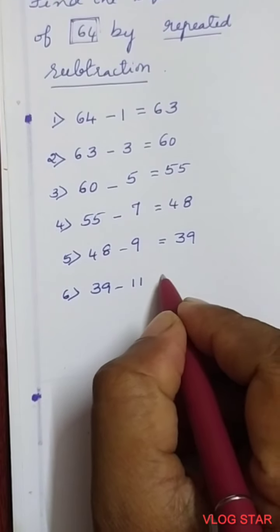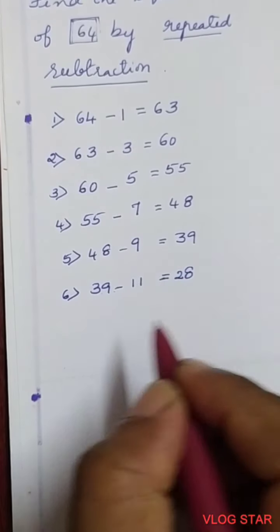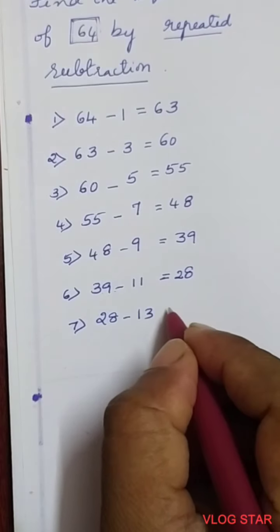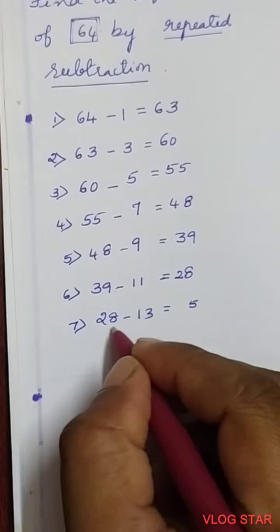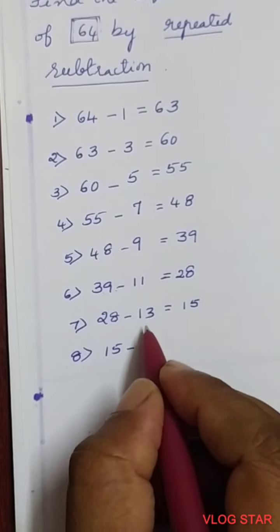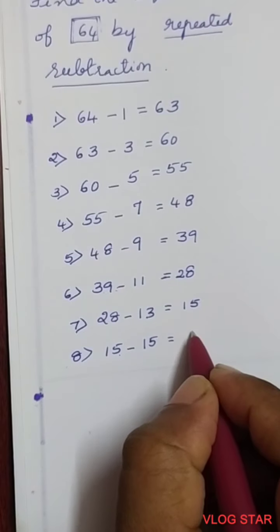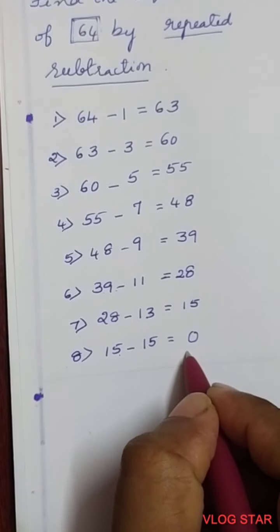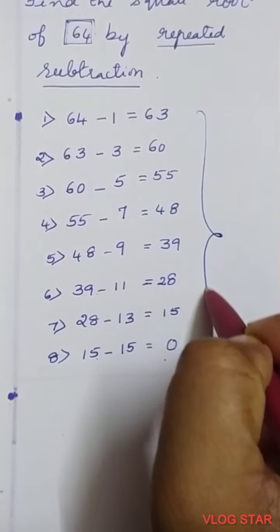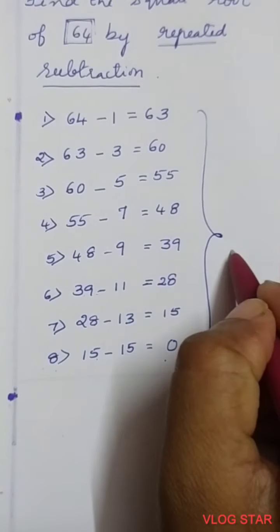28 minus the next odd number 13 is 15. Then 15 minus the next odd number 15 is 0. So at the end you must get a 0. Now we have to count how many steps there are: 1, 2, 3, 4, 5, 6, 7, 8. So 8 steps are there.